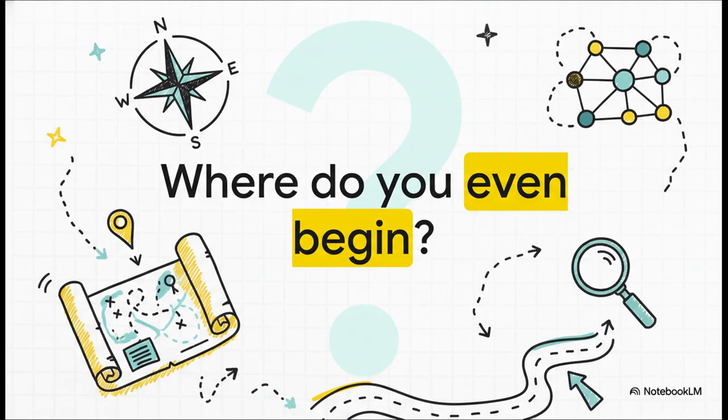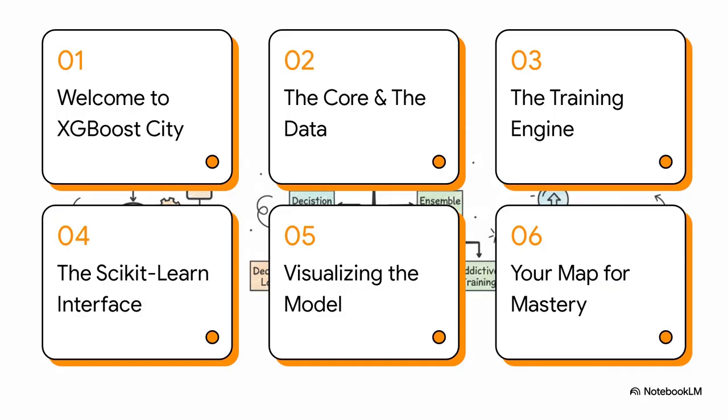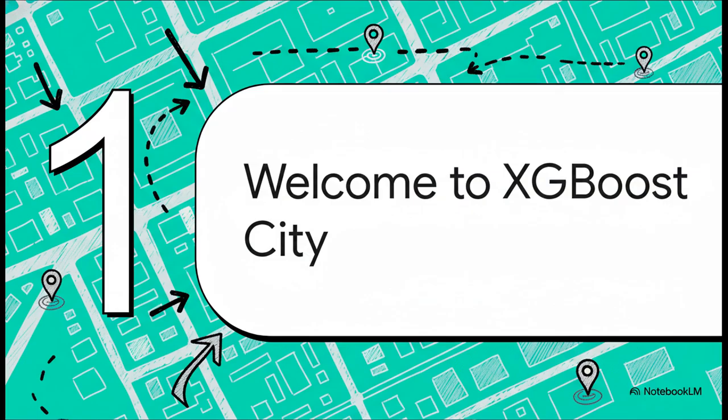Well, that is exactly what this is all about. We're going to give you the map. So here's our plan for today's guided tour. First, we'll get our bearings in what we're calling XGBoost City. Then we're going to visit its most important districts: the foundational core, the industrial training engine, the super user-friendly scikit-learn downtown, and then finally, we'll head up to the scenic observation deck for visualization. By the end, you are going to have your very own map for mastery. All right, let's kick off our tour.